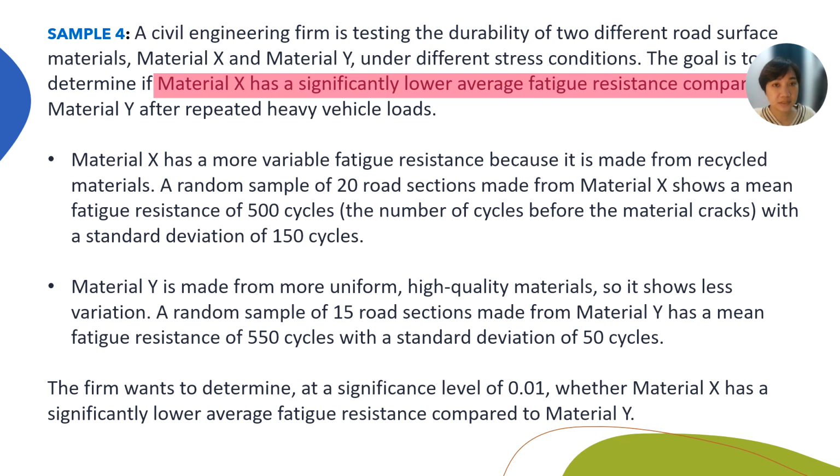Second thing to notice is that it did not state what type of t-test this is. Yes, the sample sizes are less than 30 and the sample statistics are averages, but it does not say if the variances or standard deviations are assumed equal or not. But there is a keyword that says two different road surface materials.